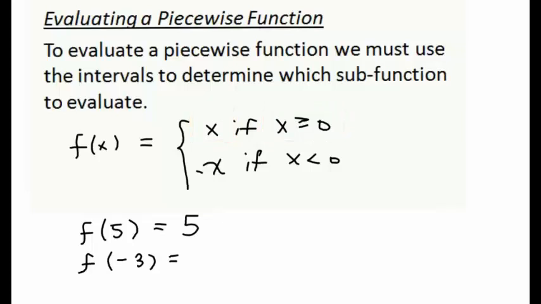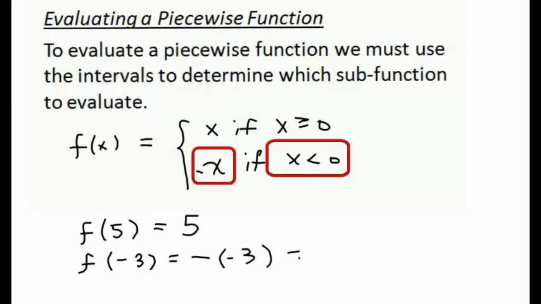What about f at negative 3? Well, in this case, negative 3 falls on the interval x less than 0, because negative 3 is less than 0. This means when we want to evaluate f at negative 3, we're going to use our second subfunction. So we're going to get negative of negative 3, which is equal to positive 3. Let's take a look at another example of this on the next slide.